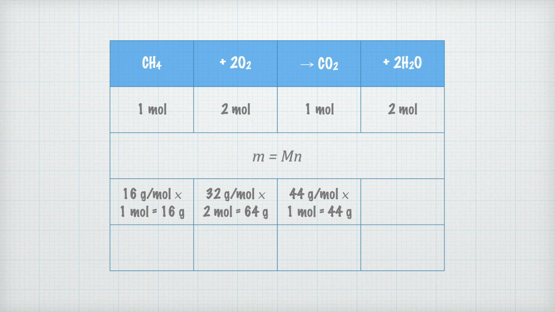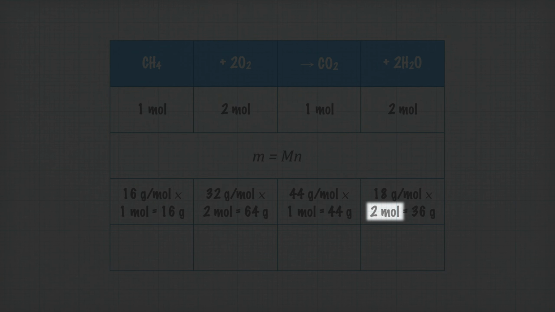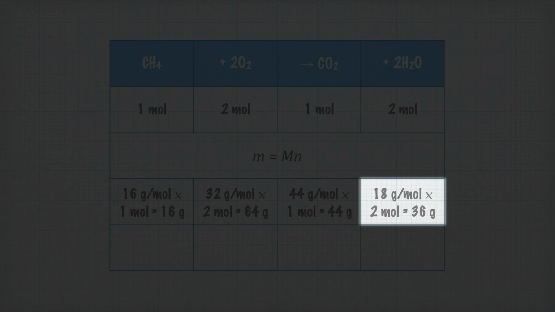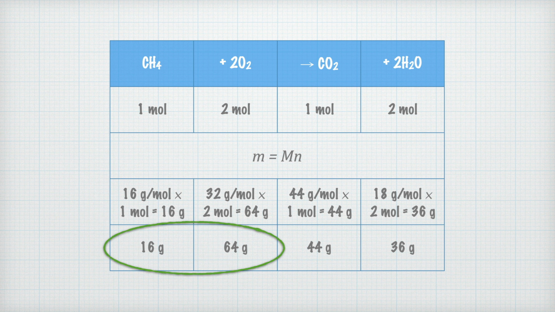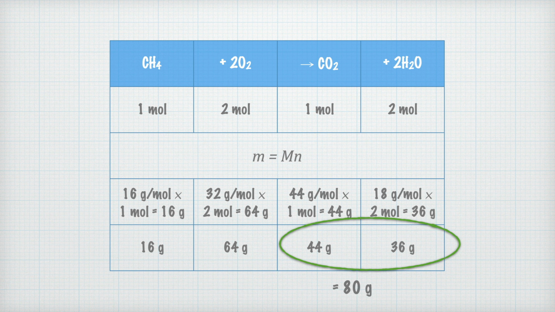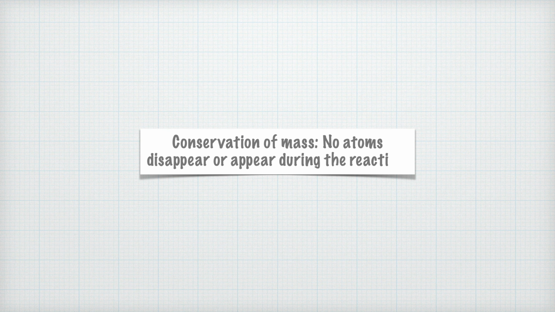Considering the water, the molar mass is 18 grams per mole. Since 2 moles of water are formed, I multiply 18 grams per mole with 2 mole and get that 36 grams of water is formed. Let's write the masses down here and we'll compare them to each other. Can you see here that the mass of the reactants is 80 grams and the mass of the products is also 80 grams? As you can see, the mass is conserved in the reaction. No atoms disappear or appear during the reaction. With this take-home message, I end the lesson.